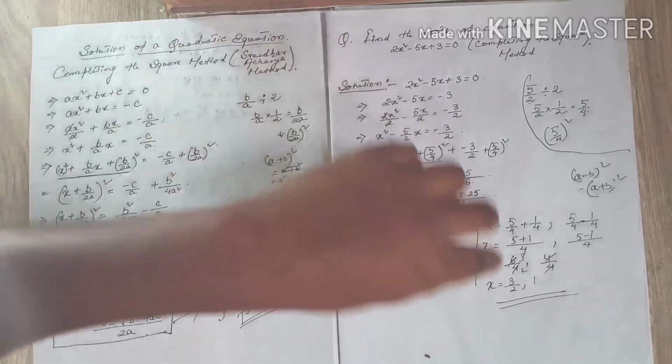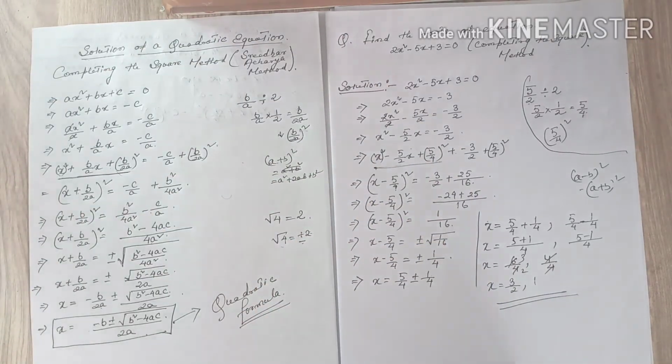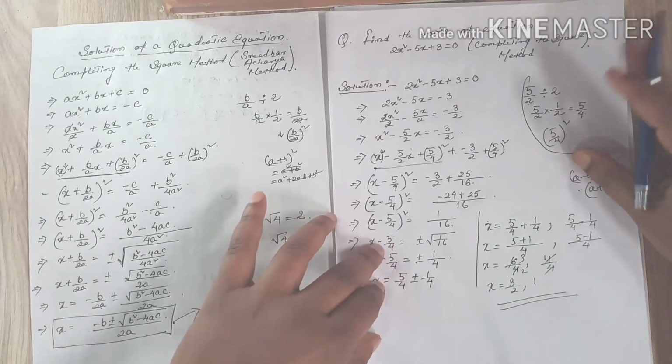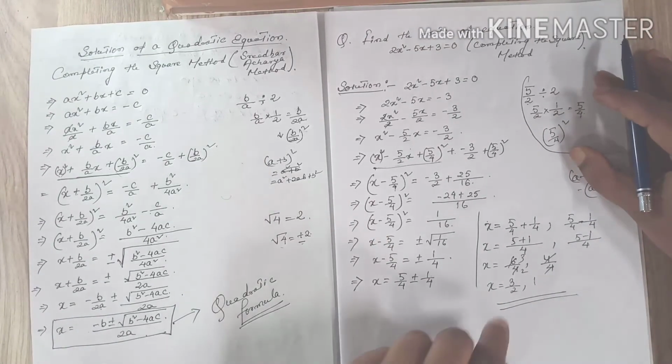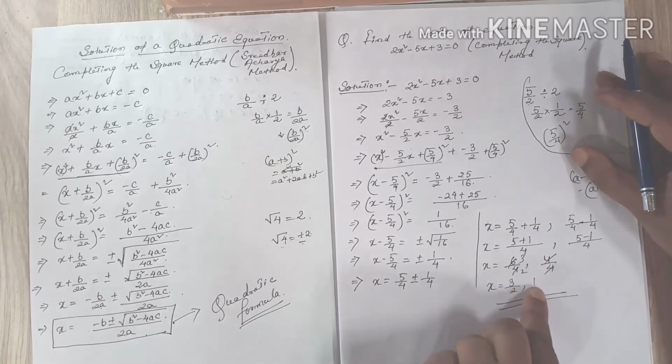So like this, you see, we got two answers. The value of x is what? 2. The value of x is 3 by 2 and 1. Because it is a quadratic equation, degree is 2, we will get two answers. The value of x we will get 2. That is, this is 3 by 2 and this is 1.